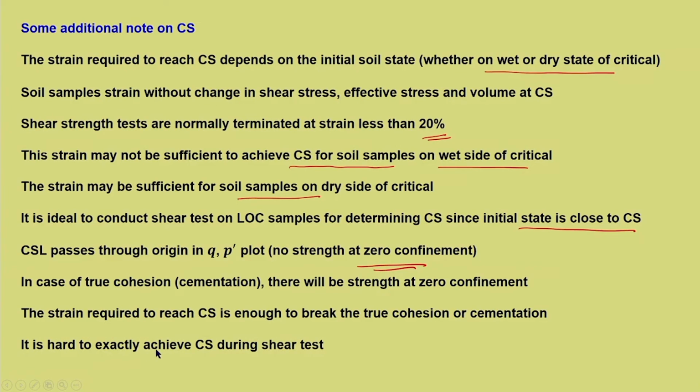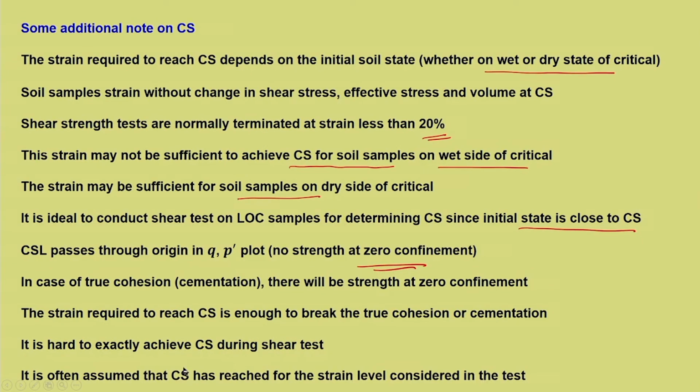It is hard to exactly achieve critical state during a shear test for the reasons we have already stated. It is often assumed that critical state has been reached for the strain level considered in the test. Now, the concept of critical state is also a hypothesis, and in actual practice, we presume that the termination criteria that we adopted, if the soil has not failed, that particular strain level corresponds to critical state. So, whenever we are using this termination criteria, we need to keep in mind that it is based on this assumption.